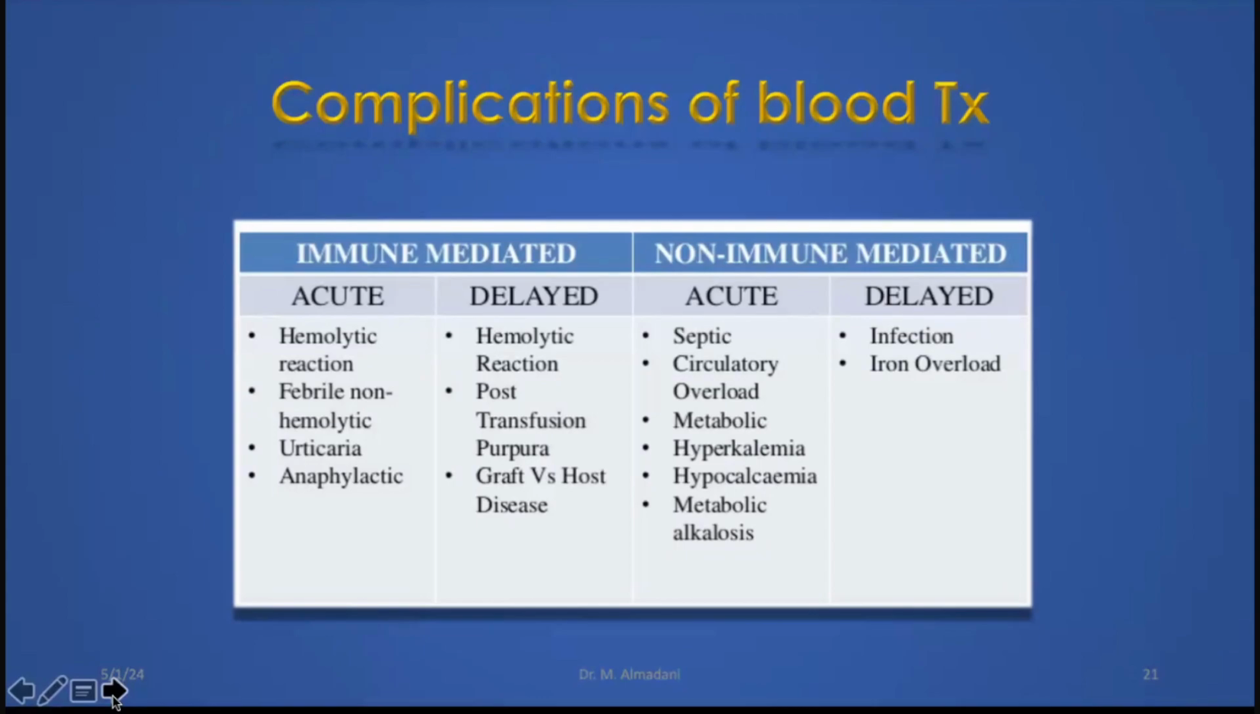Delayed means that the patient will get these complications after some time, but both of them are immune-mediated. Hemolytic reaction, or like purpura, for example, the patient might get this after a week or 2 weeks or so. So this is delayed reaction or delayed complications of blood transfusion, which is related to immunity.